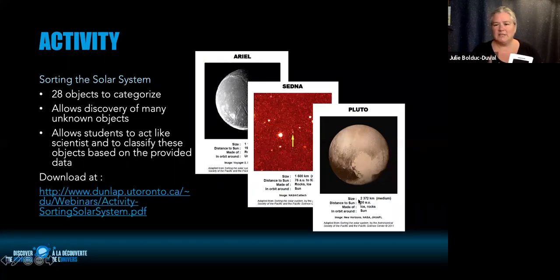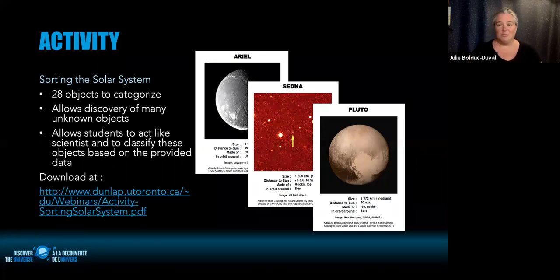And for those of you who are less familiar, AU is astronomical unit. By definition, an astronomical unit is the distance between the Earth and the sun. So Pluto is about 40 times further away from the sun than we are. It's a way to measure in the solar system. So you know how far it is to the sun, you know what it's made of, and you know which object it's in orbit around. And then you need to classify them.